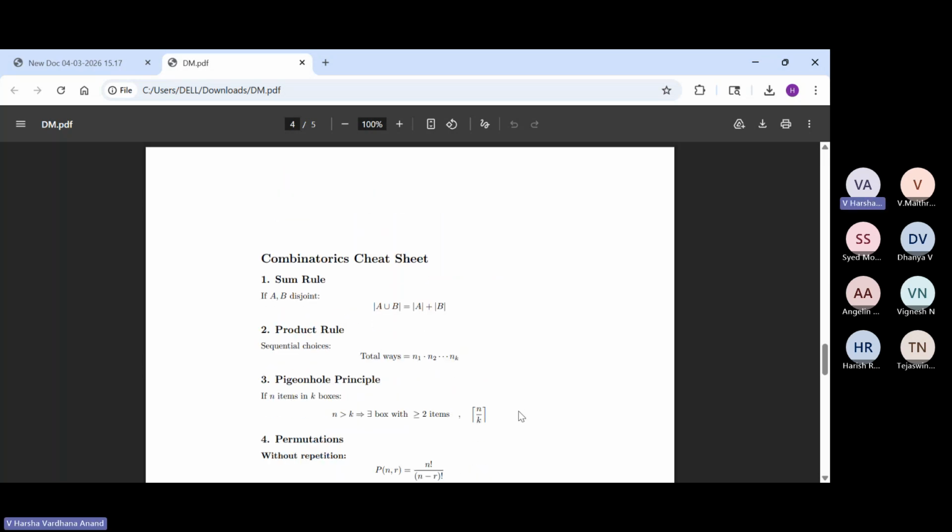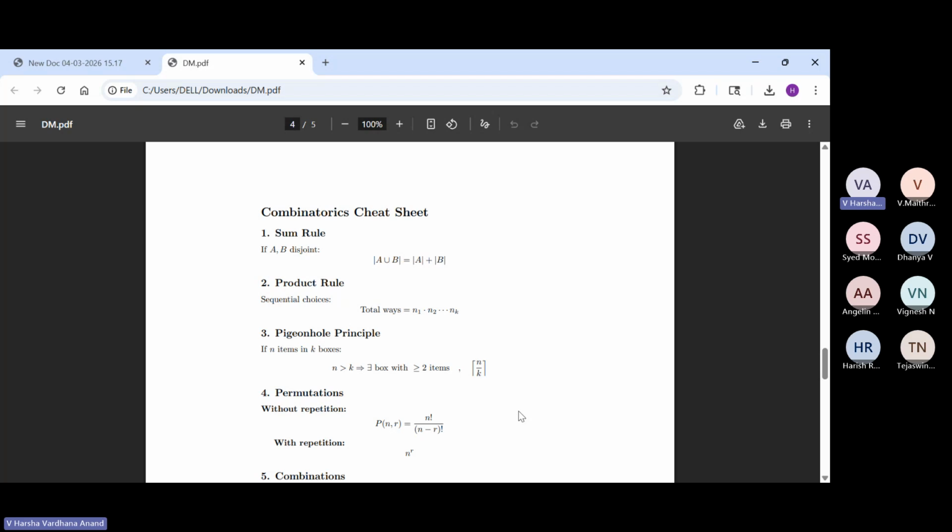So combinatorics is basically sum rules, product rules, the inclusion-exclusion principle, the pigeonhole principle, and permutations and combinations equations. That's it. So it's a relatively small topic. So what is the sum rule? Sum rule means mutually exclusive choices. You can treat the sum rule as an OR operator.